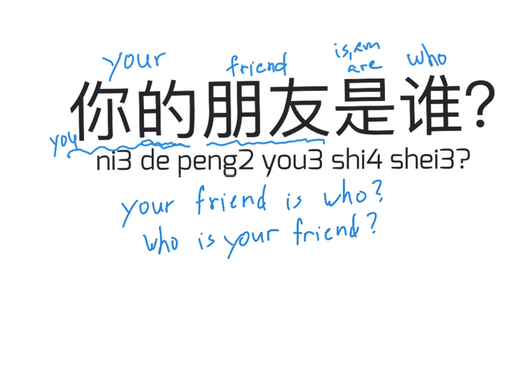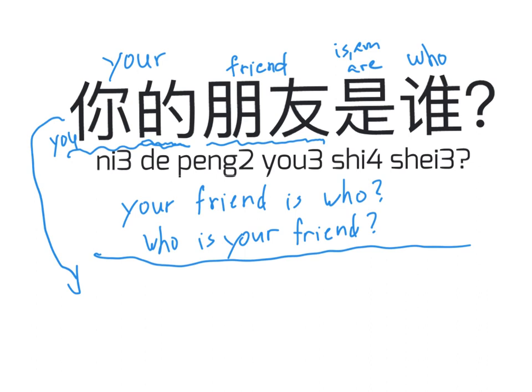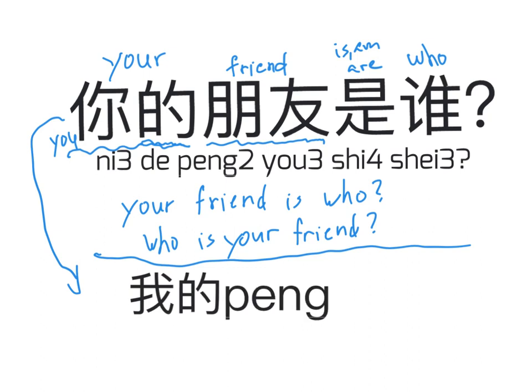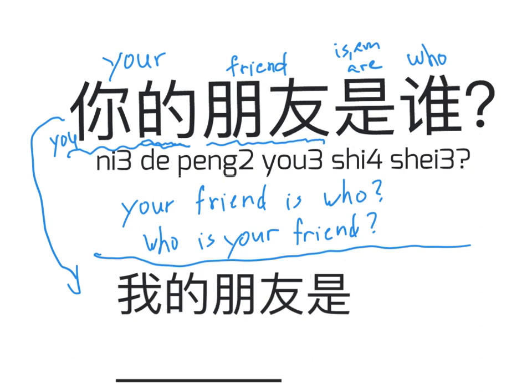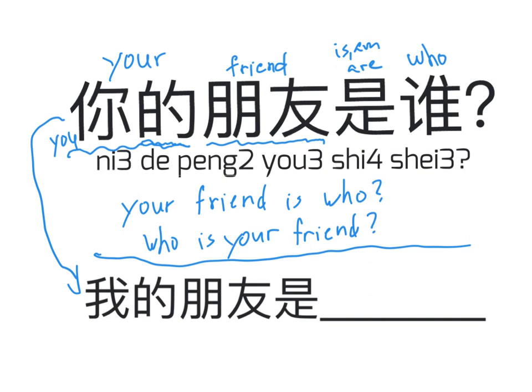So how are we going to answer it? Let's put a line here so that we would not get confused. Now, if we directly answer this question, the answer should look like this. I'll type it in Chinese so that you would see the answer. So 我的朋友是 and then blank. So this is what the answer will look like.